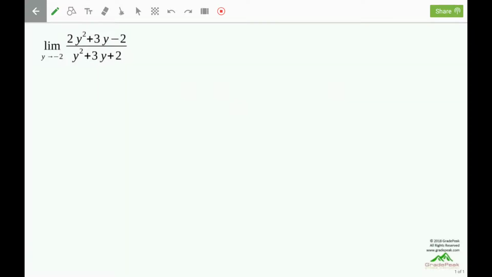Limit as y goes to -2 of 2y squared plus 3y minus 2 over y squared plus 3y plus 2. The first thing we're going to do is try plugging a -2 in for each of the y's. In the numerator, that'll be 2 times -2 squared plus 3 times -2 minus 2. In the denominator, that will be -2 squared plus 3 times -2 plus 2.